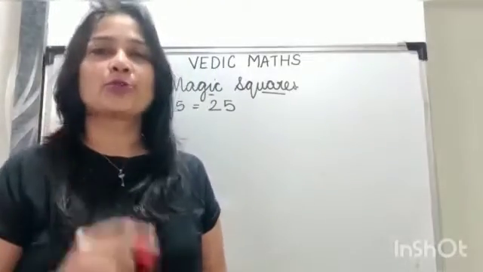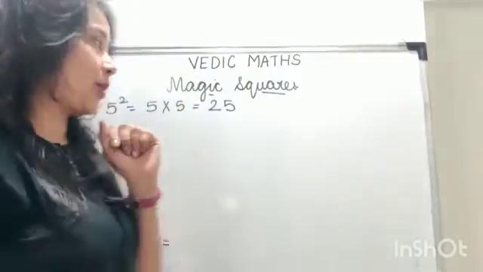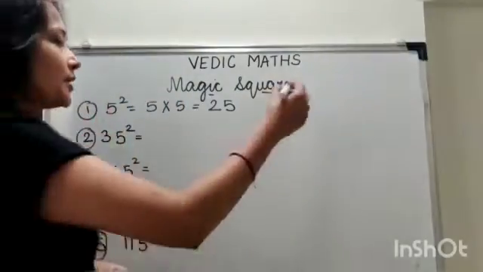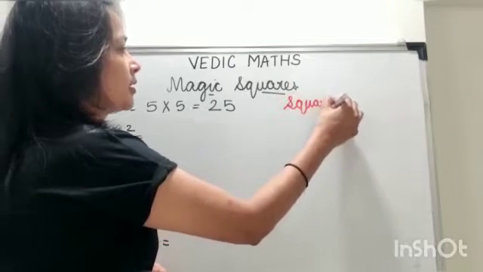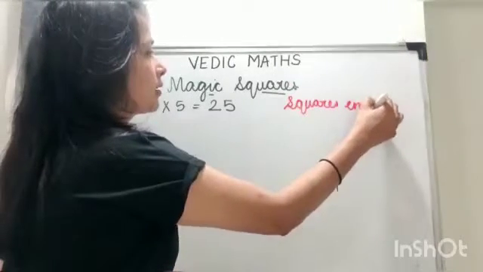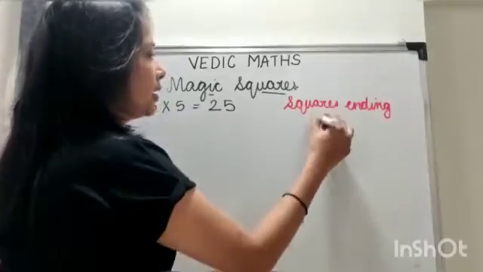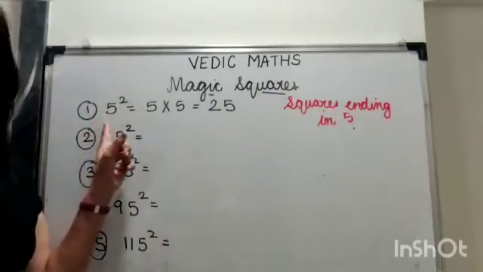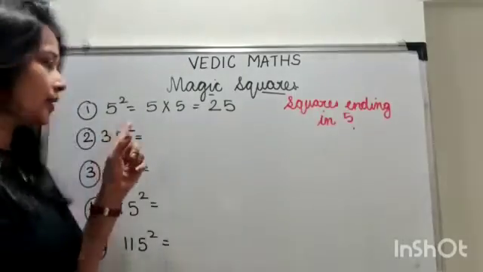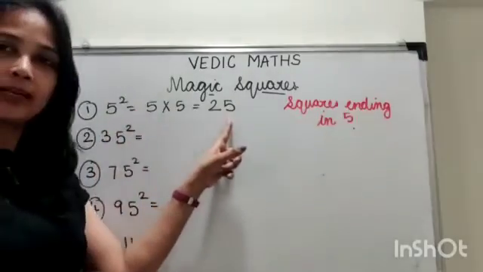Today, I'm going to teach you some magic squares. Now, what are the magic squares? Magic squares means squares ending in 5. So you all know the 5 square is 5 into 5, that's 25.